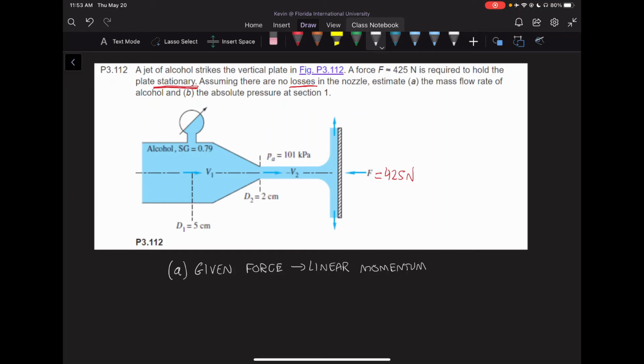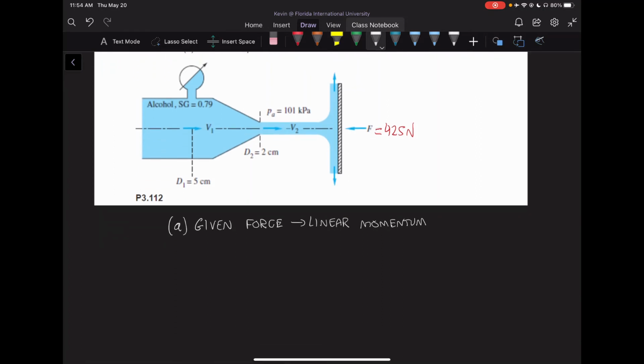So we're going to start with linear momentum, and we don't really need Bernoulli's equation until part B, where it asks to find the absolute pressure. We haven't found the absolute pressure in the system using linear momentum, so we believe we're going to have to use Bernoulli's equation. So let's start with part A, where we're going to use linear momentum. In part A, we're told we have to find the mass flow rate, so we have to find m dot. We know that the flow is steady.